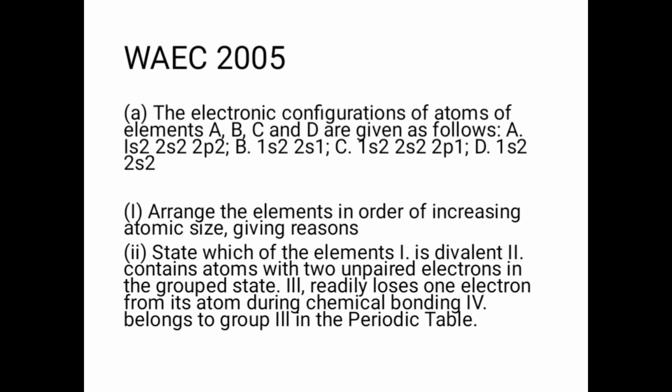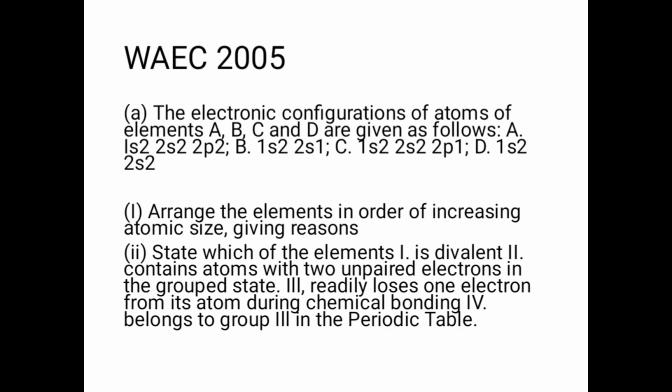Okay, and then we could quickly look at WAEC 2005. The question said the electronic configuration of atoms of elements A, B, C, D are 1s2, 2s2, 2p2; 1s2, 2s1; 1s2, 2s2, 2p1; and 1s2, 2s2. When you see something like this, the first thing you look at is what element they are talking about. For instance, this A, 1s2, 2s2, 2p2 will give you carbon, because if you add them together, 2 plus 2 plus 2, 6, and carbon has atomic number 6.